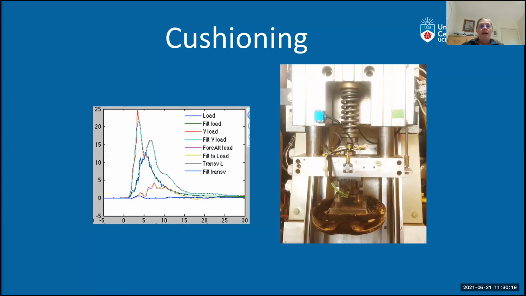Okay. So how do we measure it? Well, not surprisingly, we use the vertical component of a load cell. And so there we go on the hoof tester, and that will give us the amount of cushioning for any specific surface.